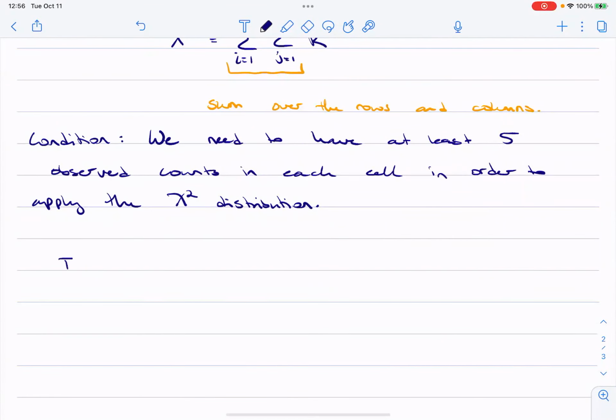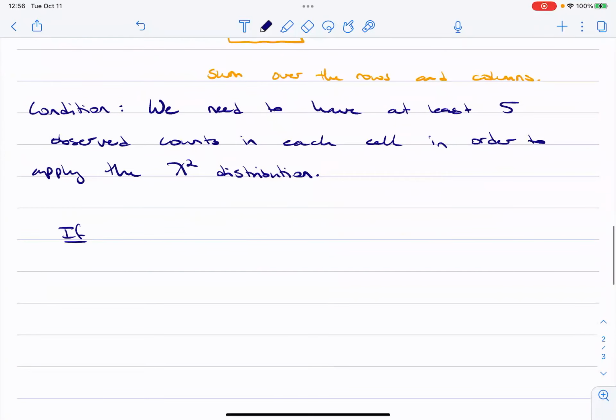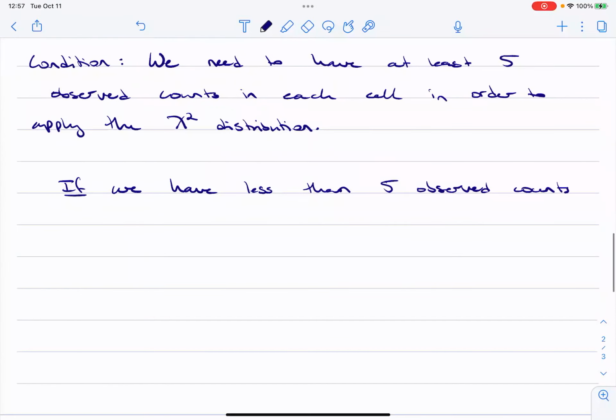So if we have less than 5 observed counts in one or more cells, we use Fisher's exact test.